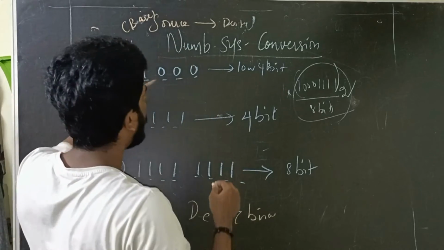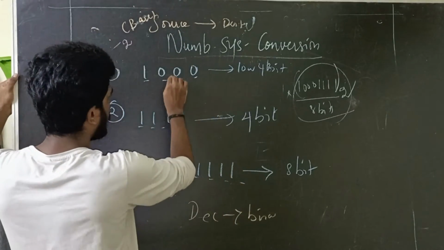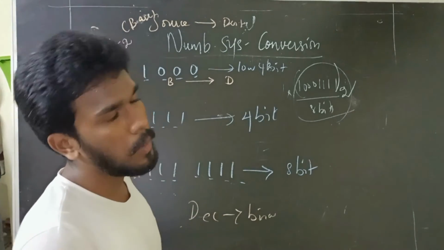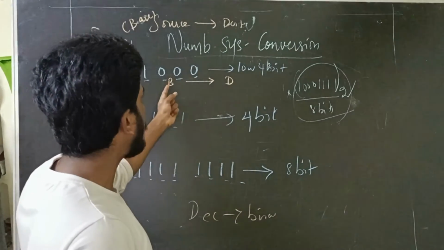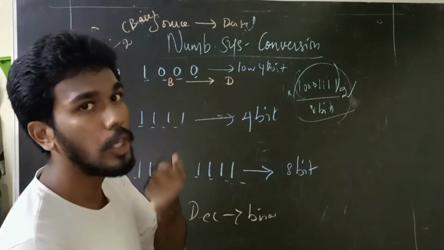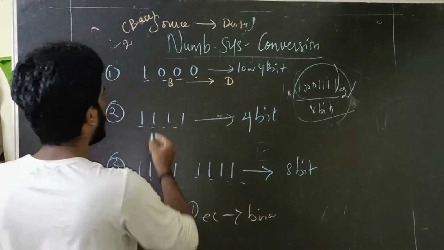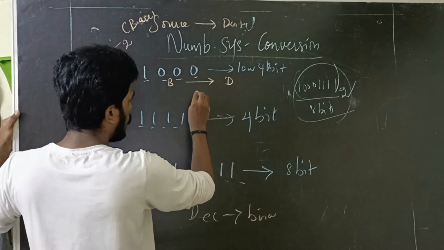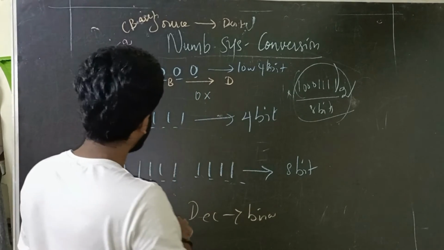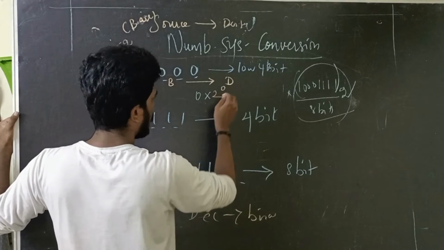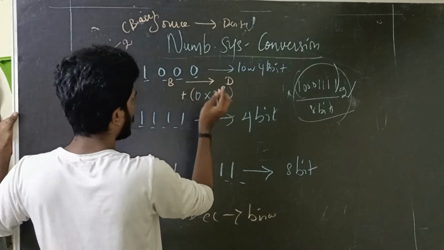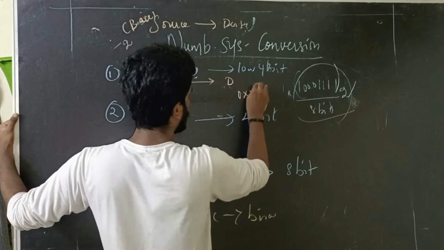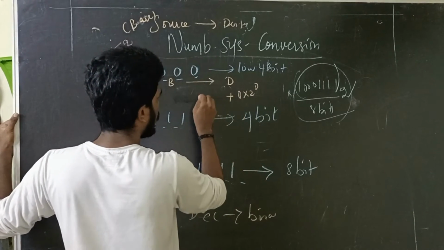Here I am converting from binary to decimal. I need to know the decimal equivalent of this binary value. The base value of binary is 2, so we should consider that 2. How we do it is, we start from 0 multiplied with 2 power 0, plus, I don't have space here, so I am starting from here, 0 into 2 power 0 plus the next position.